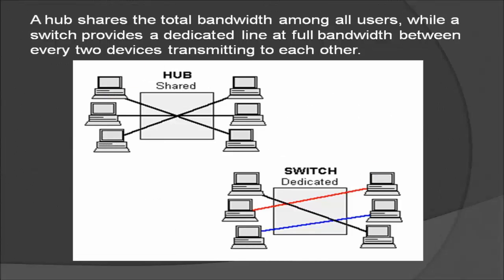A hub shares the total bandwidth among all users, while a switch provides a dedicated line at full bandwidth between every two devices transmitting to each other.